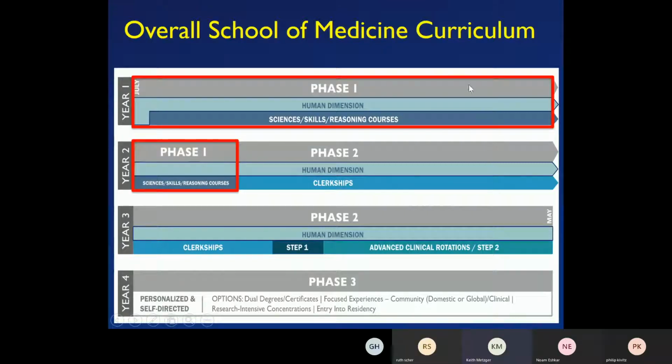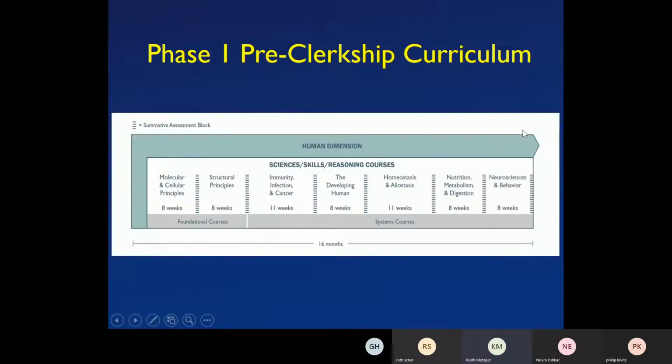So here's phase one, and we're going to zoom in on that. And here we're seeing it again, these 16 months. We, meaning our course, is structural principles. Our students next week are going to be taking their exams. We have a summative assessment block at the end of each course. Okay, so we have this 8-week course.